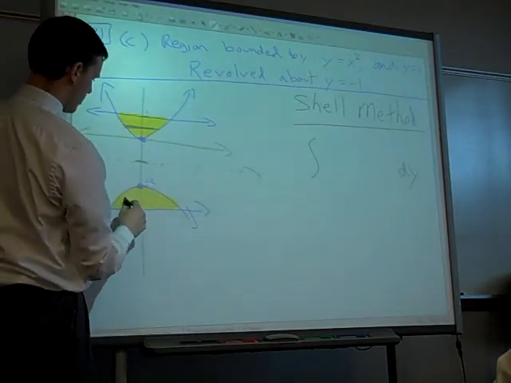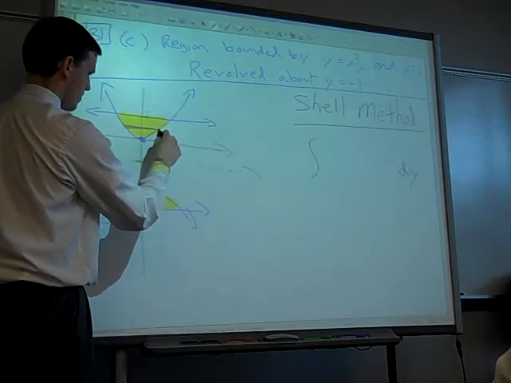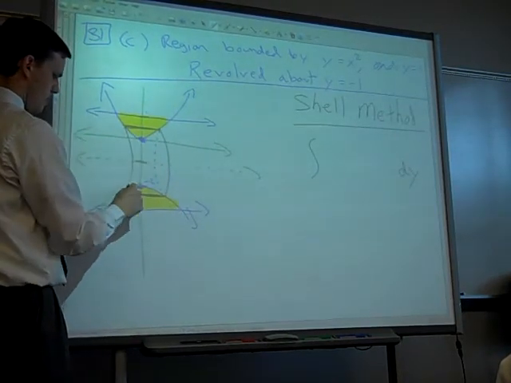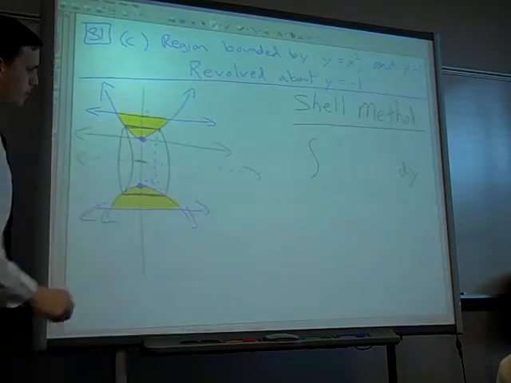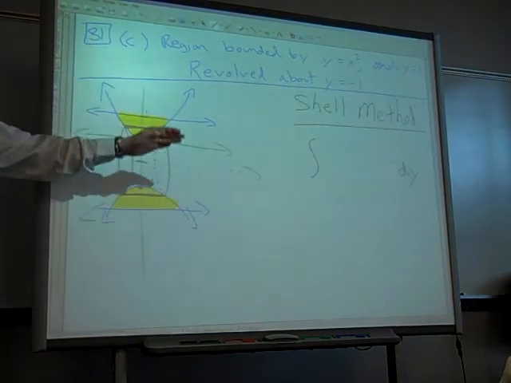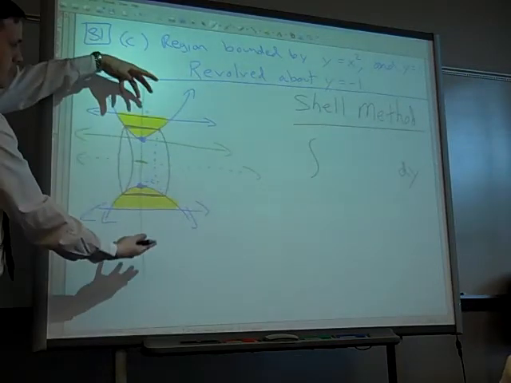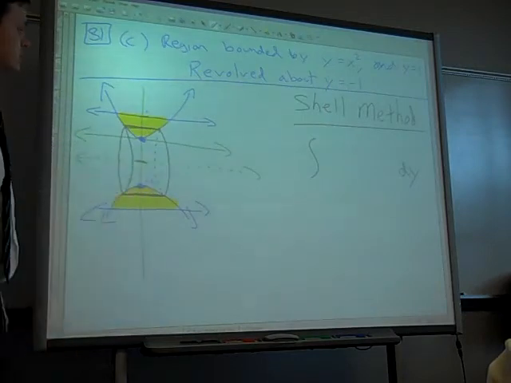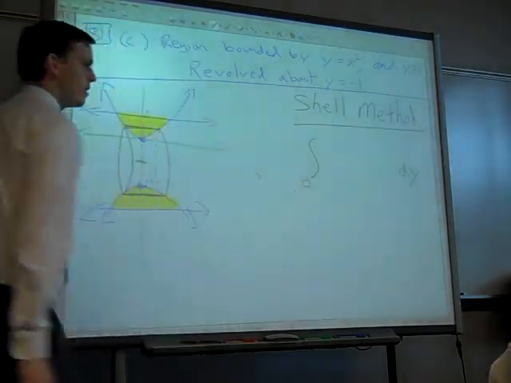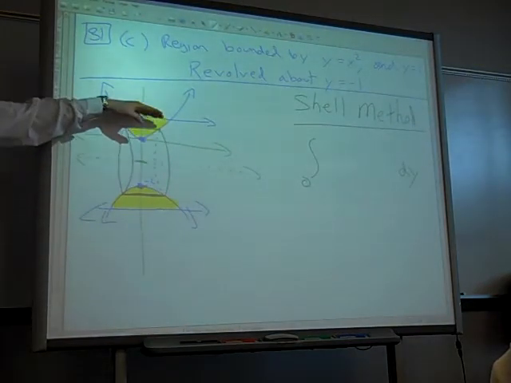Looks like that. Let's do that again. Here we go. Okay. Do we see our shell? Our cylinder? There's our cylinder. That's going to be sliding along the y-axis. So it's going to start at 0, and it's going to slide to what? From 0 to 1.